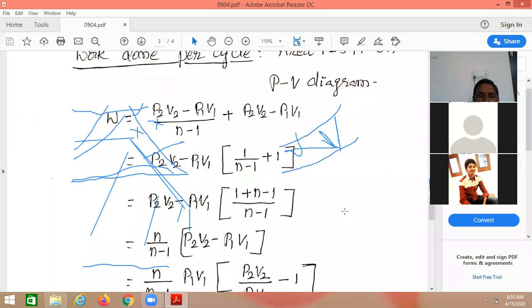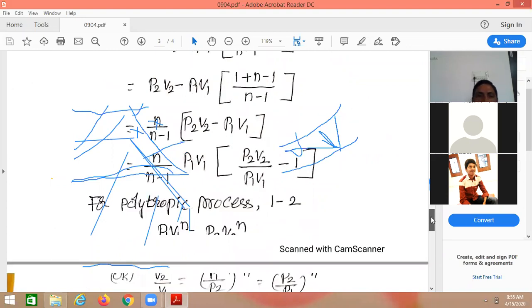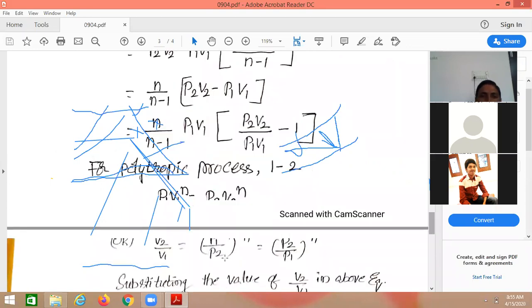For further simplification, P1 V1 is taken out of the brackets, so n by (n minus 1) P1 V1, and this can be written as P2 V2 by P1 V1 minus 1, since P1 V1 is already taken out. That is what we have got here. Already we know that for a polytropic compression process, P1 V1 to the power n equals P2 V2 to the power n. And what other relations can be applied? V2 by V1 can also be written in terms of P1 by P2.